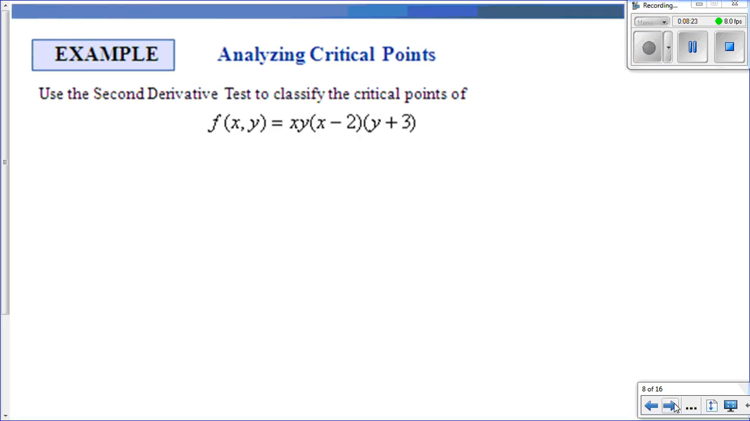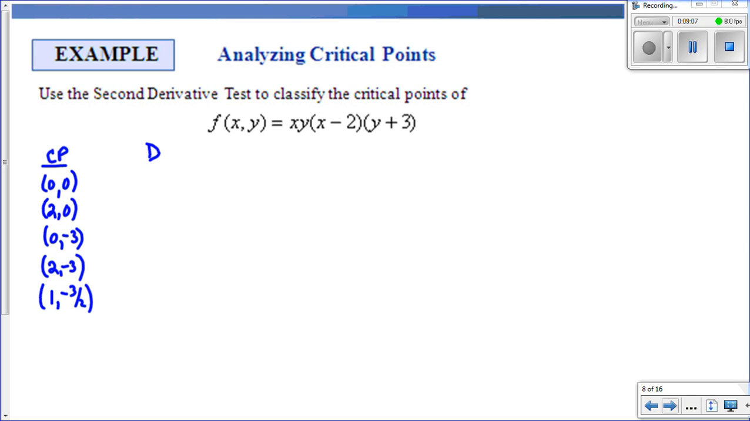Okay, now let's use the second derivative test to classify the points here. We already found the critical points of this problem previously. So we got critical points (0, 0) and (2, 0), (0, -3) and (2, -3), and then (1, -3/2). So next let's find the discriminant for each of those points.